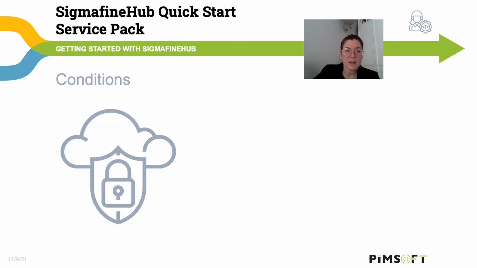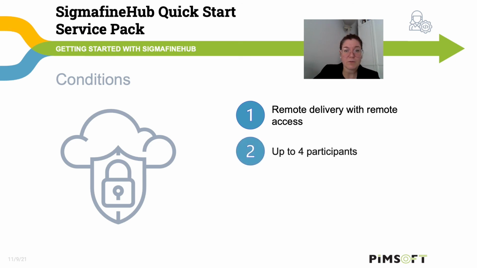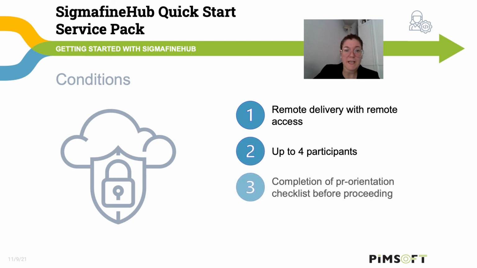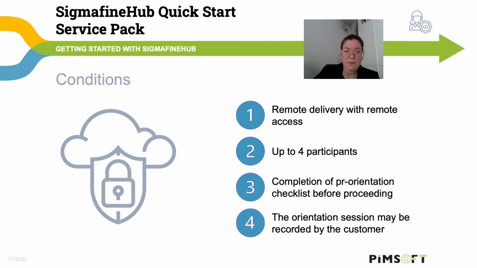This service, however, comes with some conditions. First, this service package is delivered remotely and requires remote access to the Sigmafine Hub application server and Sigmafine Server. Then, the maximum number of participants is 4. A pre-orientation checklist will be sent and reviewed with the customer to confirm that all the prerequisites are met before proceeding with the orientation session. The orientation session may be recorded by the customer and used for retraining purposes inside the organization only.